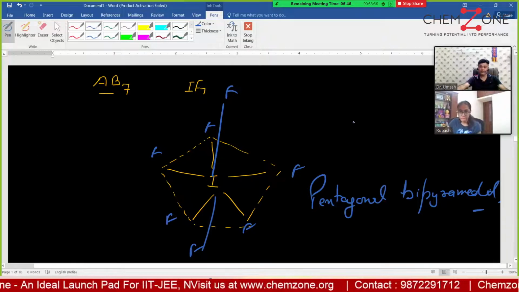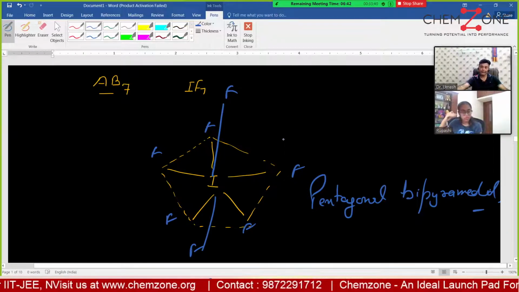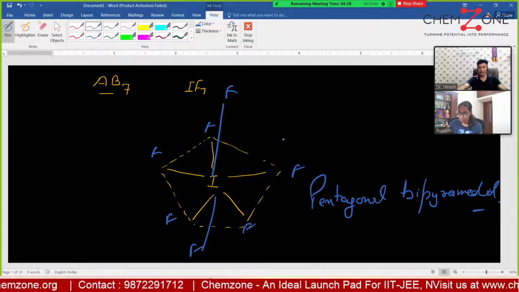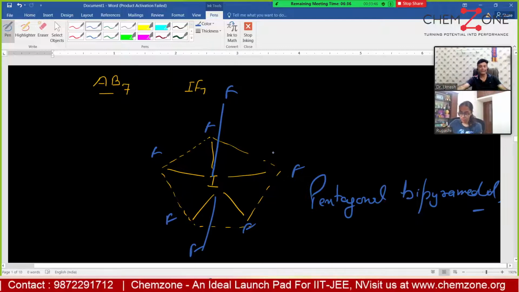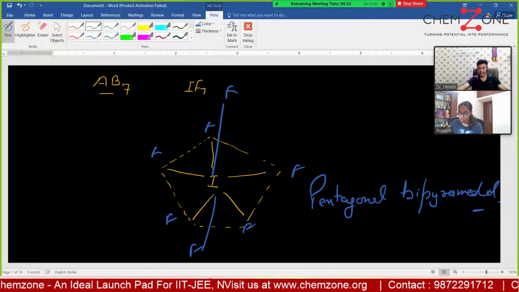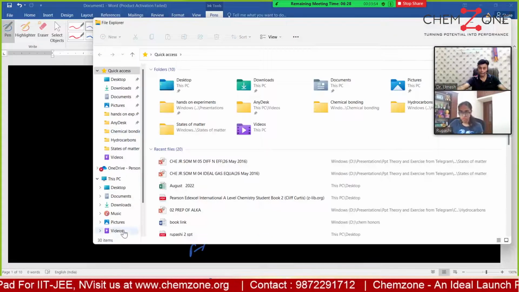So these are the different shapes which are possible. Compound to compound, it will vary. We'll be discussing different cases, but the basic structure will remain the same. Any doubt till now? No, sir. No doubt. Wait a minute.